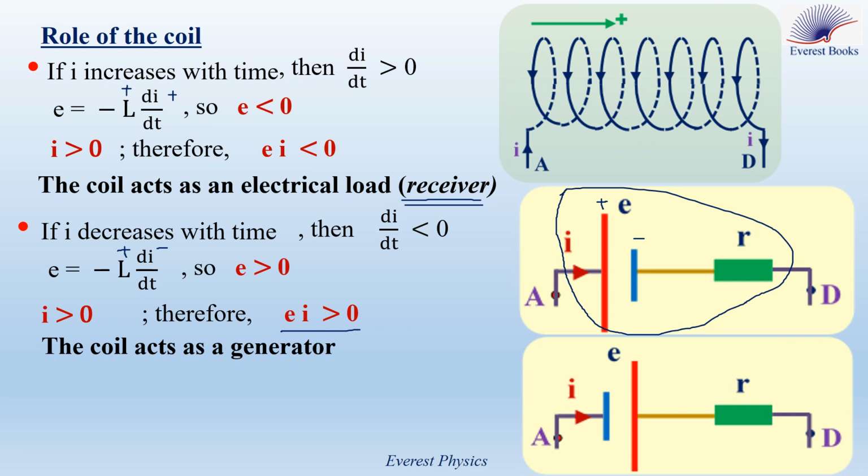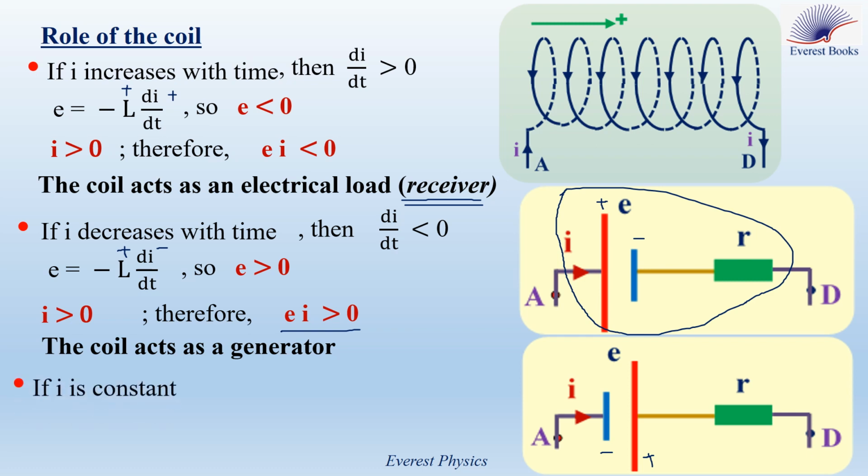Look at the figure. We replace the coil by a series combination of an internal resistance R and an ideal battery of electromotive force E. And look at the current. It flows out from the positive pole of the ideal battery, which is opposite to the second figure here, because we have a coil acting as a generator.